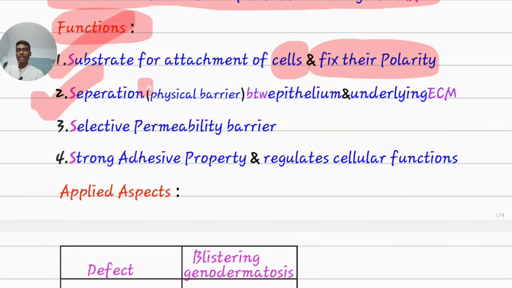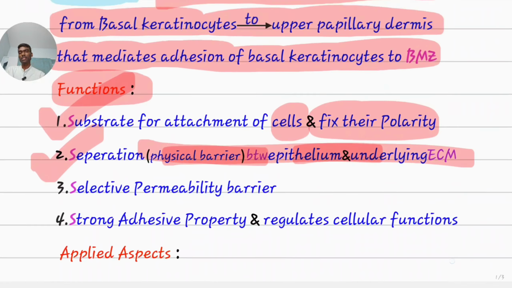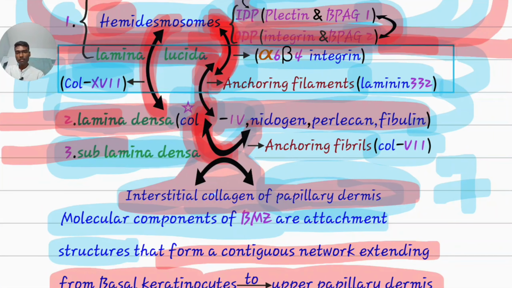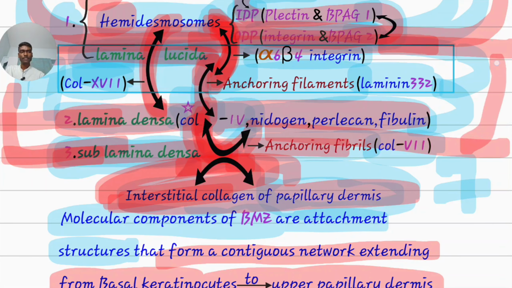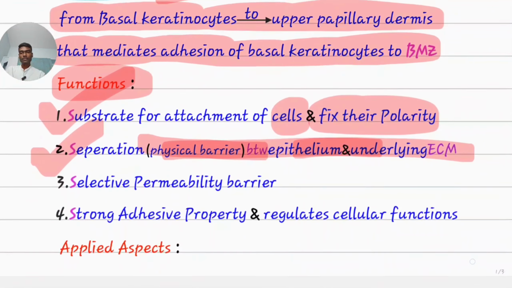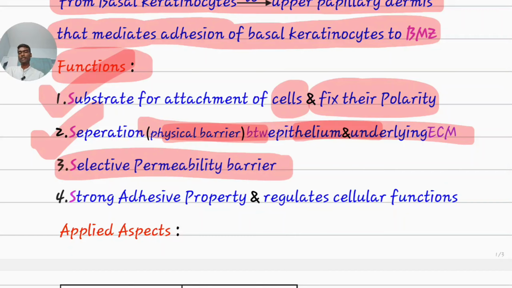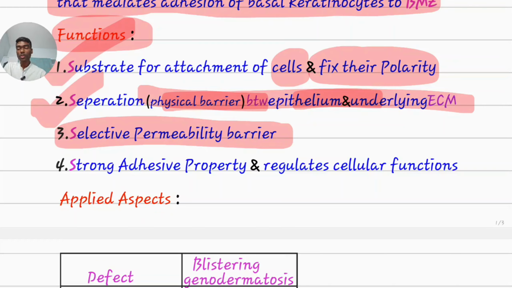Next, separation: a physical barrier between epithelium and underlying extracellular matrix. Here this is the matrix, interstitial collagen. It is forming a separation. Next, selective permeability barrier. It allows only selectively growth factors and signaling factors towards the epithelium.